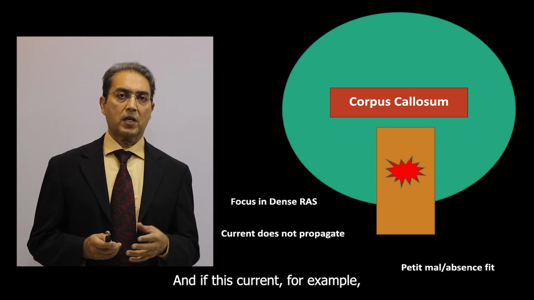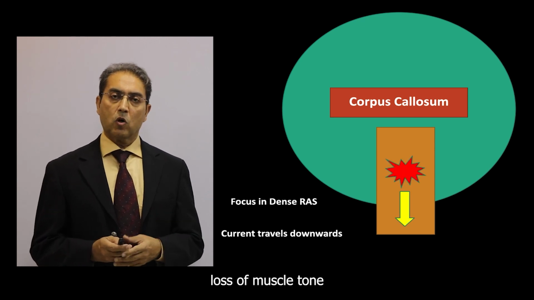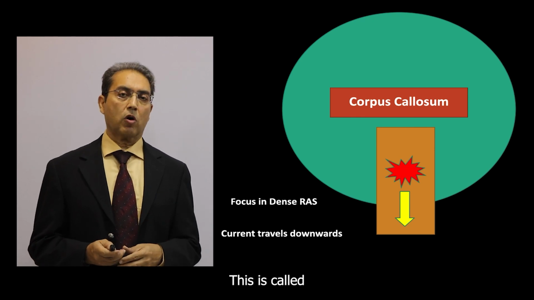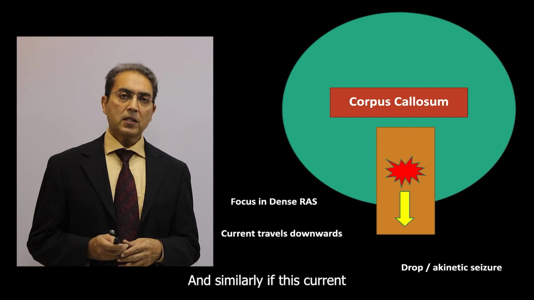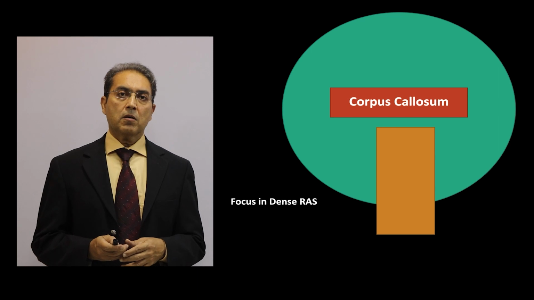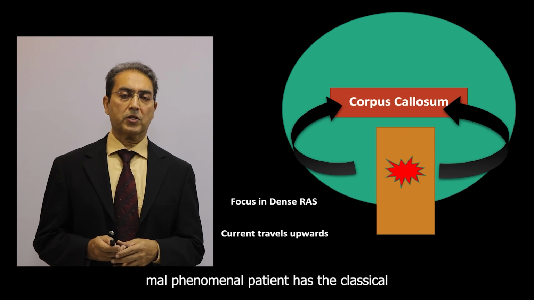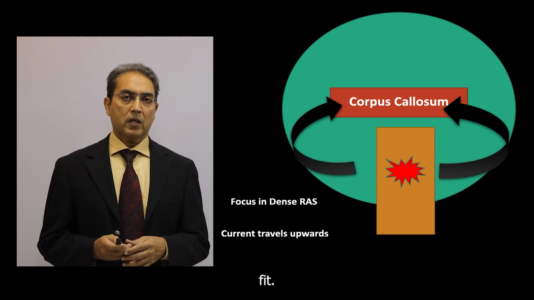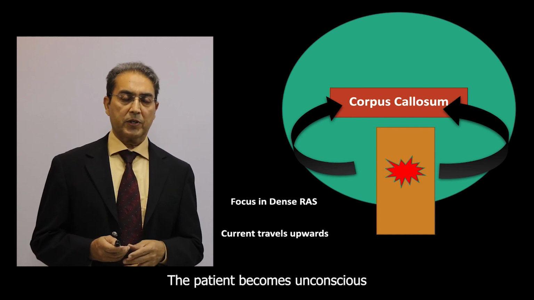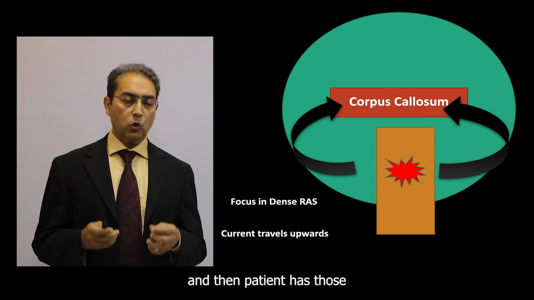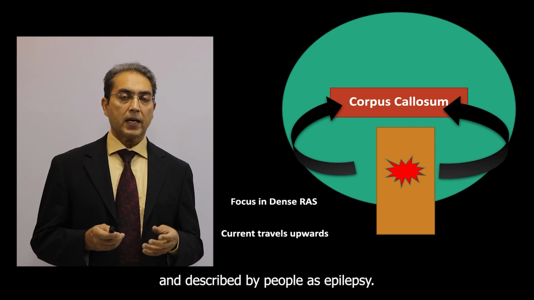And if this current, for example, travels downward into the spinal cord, the patient may have loss of muscle tone and power and the patient falls. This is called a drop attack or an akinetic fit. And similarly, if this current travels upwards, this produces the classical grand mal phenomena. The patient has the classical fit. This is called a grand mal fit. The patient becomes unconscious and then has those motor manifestations which are generally seen and described by people as epilepsy.